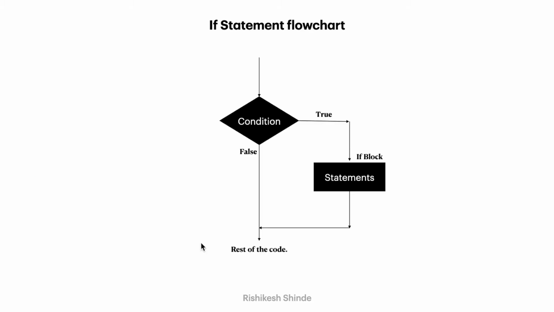Now let us understand the flowchart for the if statement. We have a condition for the if statement. If that condition is true, then we execute some statements under the if block. We call these statements the if block statements, which are executed when the condition is true. Then we have another option, that the condition is false. If the condition is false we do nothing, we simply go to the rest of the code. So this is the flowchart.